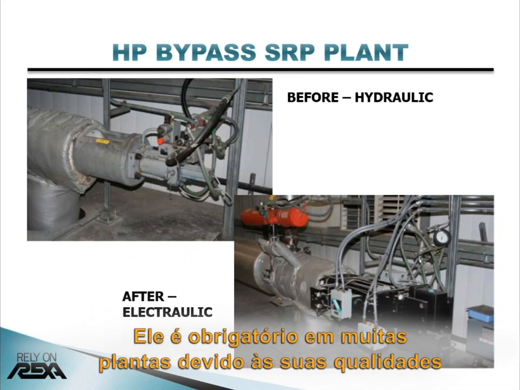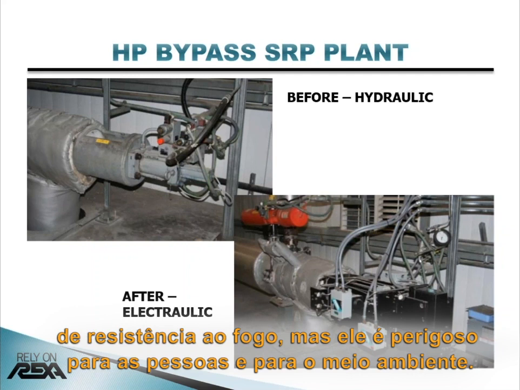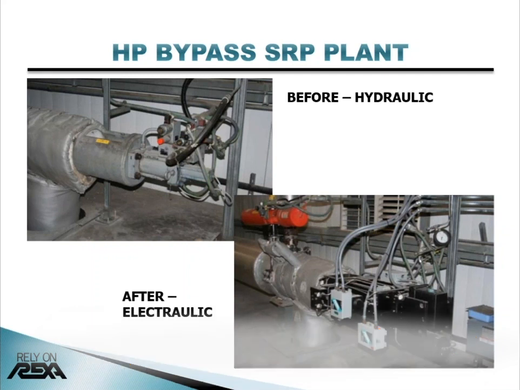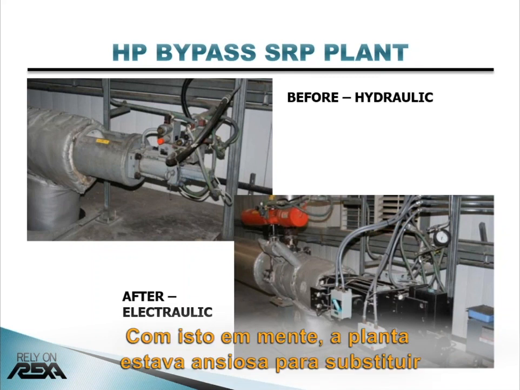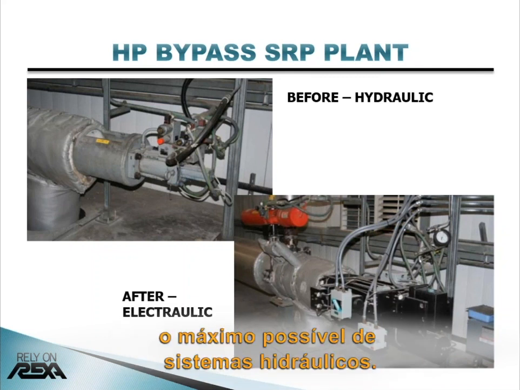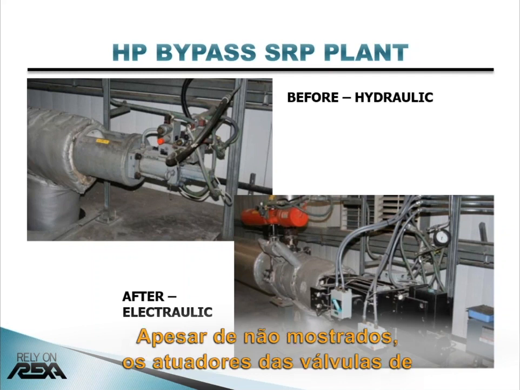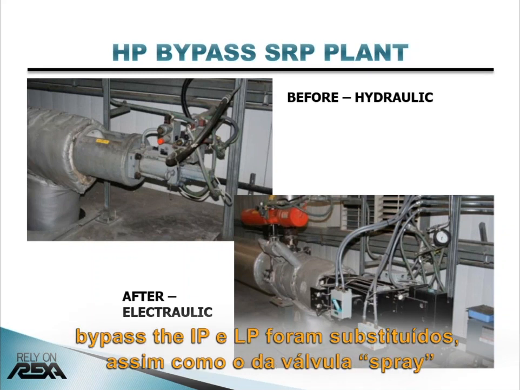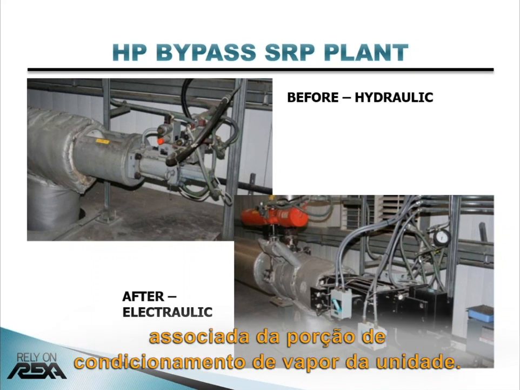It's mandated at many plants due to the fire-resistant qualities, but it is hazardous to both personnel and the environment. With this in mind, the plant was anxious to replace as much of the hydraulic system as possible. Though not shown, the IP and LP bypass actuators were replaced, along with the associated spray valve actuators for the steam conditioning portion of the units.